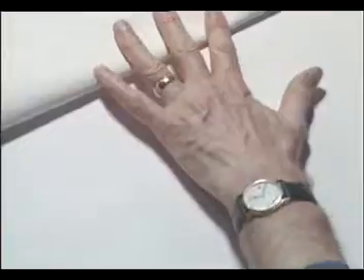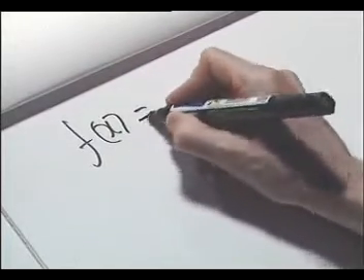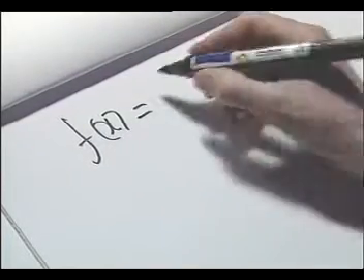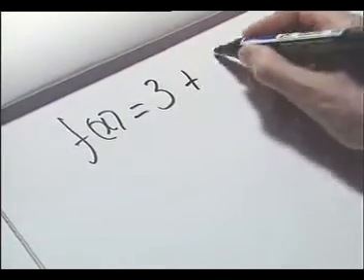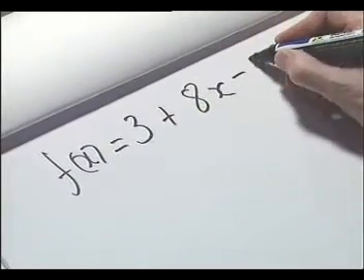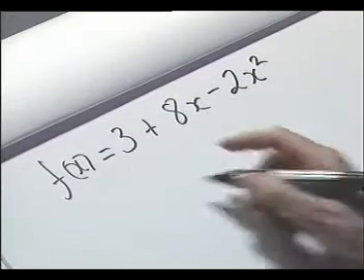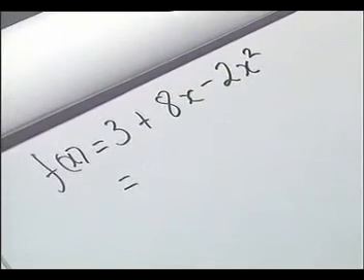Let's take one final example, and this time when the coefficient of x squared is actually negative. So for this, we'll take our quadratic function to be f of x equals 3 plus 8x minus 2x squared. We operate in just the same way as we did before.